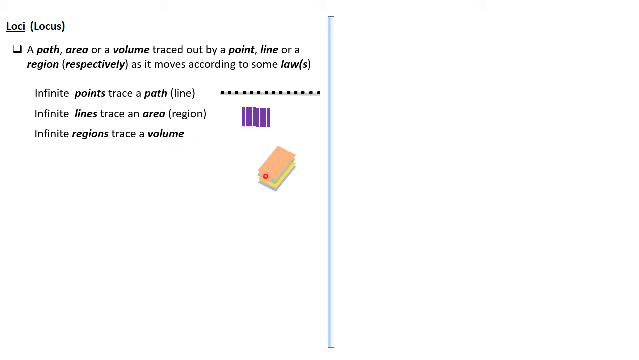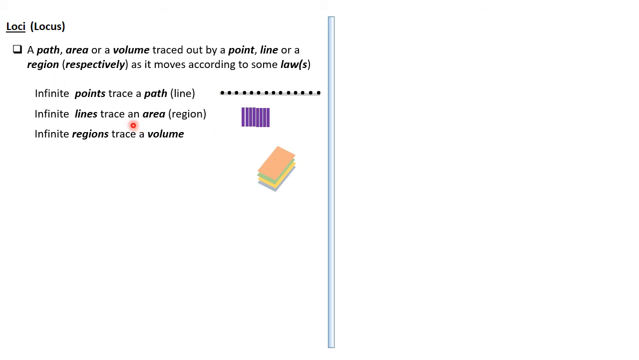They might not be arranged in any particular order like this, but if they are arranged in some sort of order, which we now call the law, then they form what we are defining as loci. This might not be as clear already to many of you, but this is really the definition that someone should understand, so that they can say they have an understanding of what loci is. So that path or that area or that volume that is traced out by a point or line or a region according to some law is what we call loci.